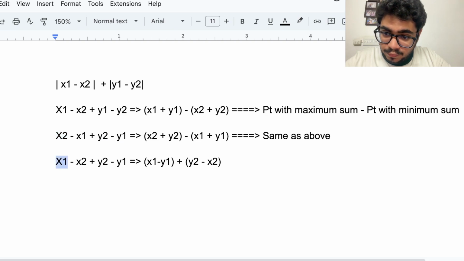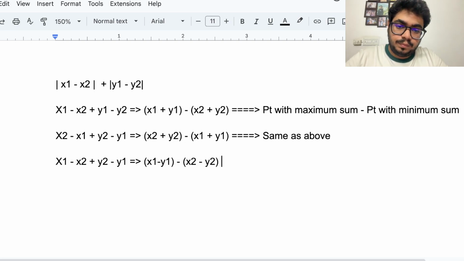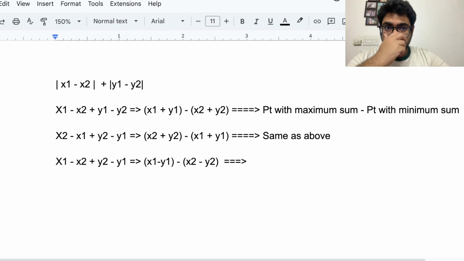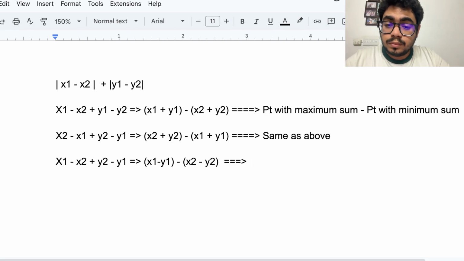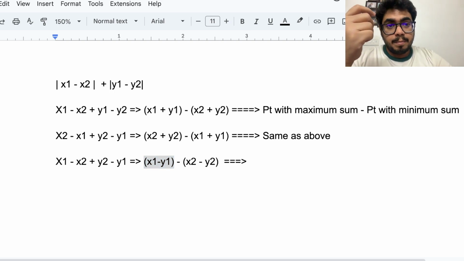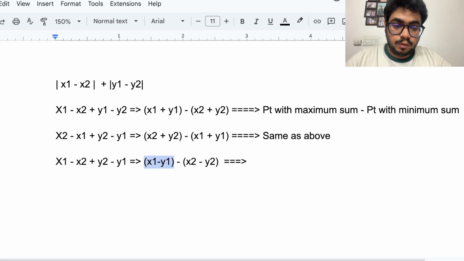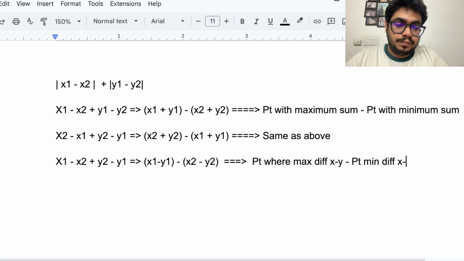So we have x1 minus y1, or let me say minus x2 minus y2. Okay, right? So again, the same idea. We would need to find the maximum difference point. So the point where there is maximum difference between x and y minus the point where there is minimum difference between x and y. Point with minimum x minus y and point with maximum x minus y, that will give the maximum value here.